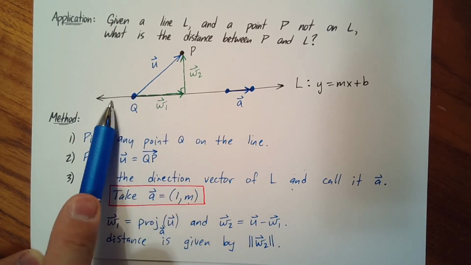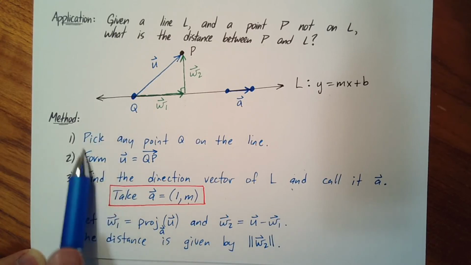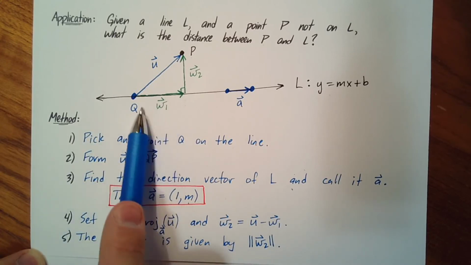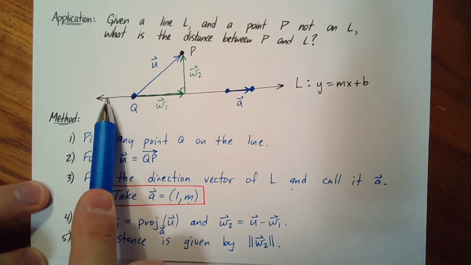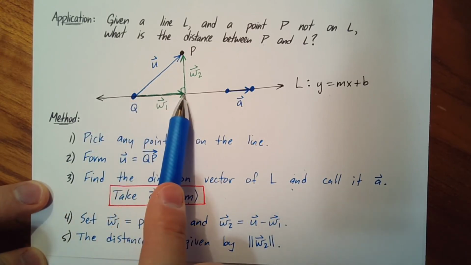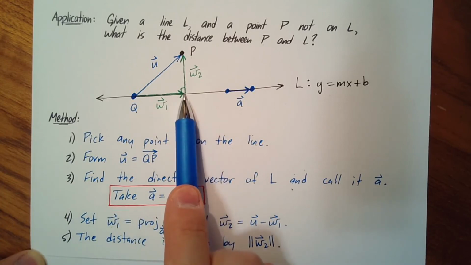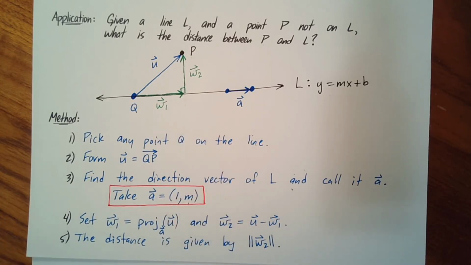Now, what if we picked a different point Q? Well, if we follow the steps carefully, then our W1 would change to compensate. If our Q was back over here, then W1 would have ended up just being a longer vector. And it still would have taken us right to where we wanted to go. So that's one example of why projections can be really useful.